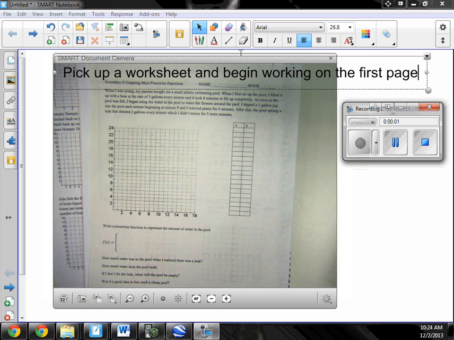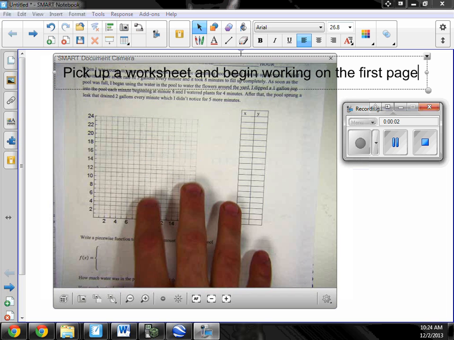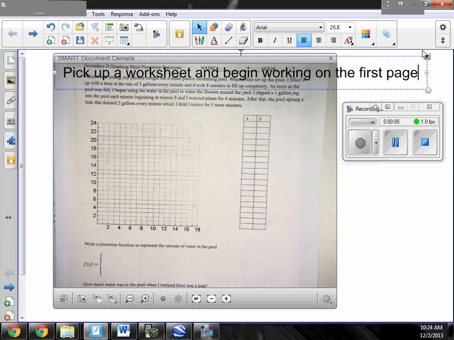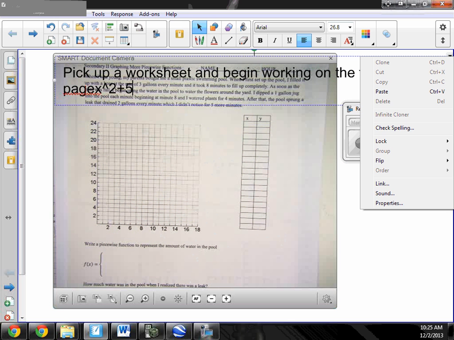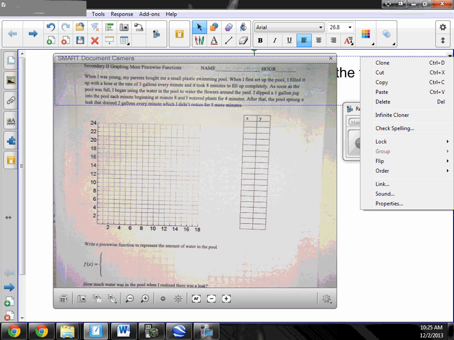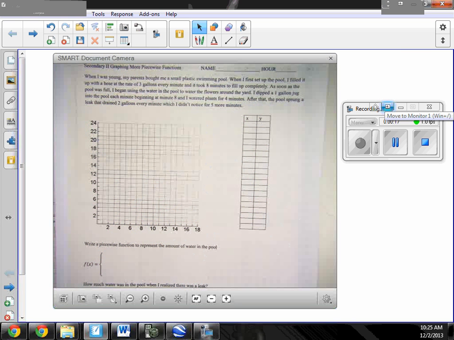So if you look at the top of this worksheet, we're going to be graphing a piecewise function. Oops. It's not what I wanted. There we go. When I was young, my parents bought me a small plastic swimming pool.